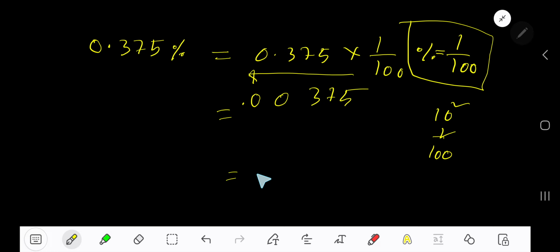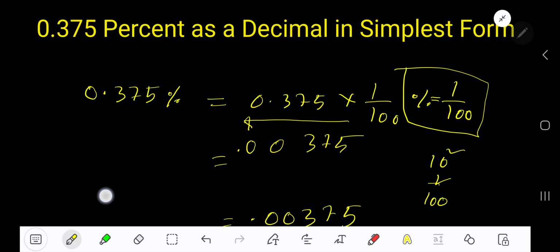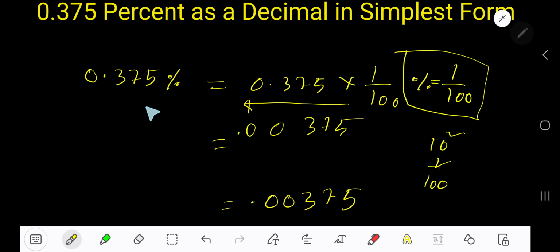Okay, decimal 0.00375. This is the decimal form. Okay, so 0.375% as a decimal is 0.00375.